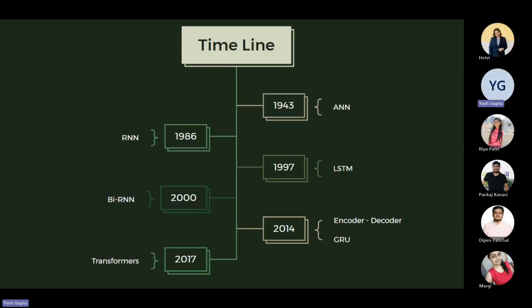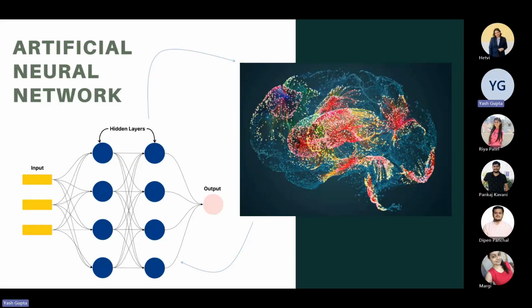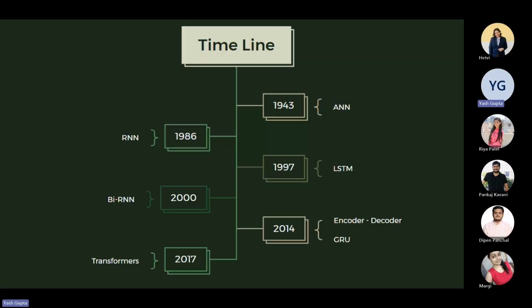Okay, so let's first dive into the artificial neural network. Can you go back? I want to go through the timeline. After ANN there were a few drawbacks, which is why we shifted from ANN to RNN. RNN stands for recurrent neural network, based on recurrence.